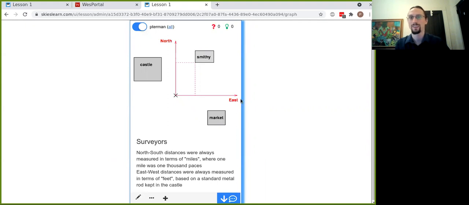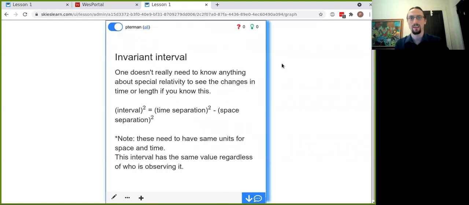Yes, we can equate space and time more or less. The difference is that you can't move backwards in time, and the equation for the distance is a little bit different. Here we call it the invariant interval. And a really cool thing about special relativity is that you don't need to know any of the background really to be able to calculate changes in length or time if you're able to manipulate this interval.